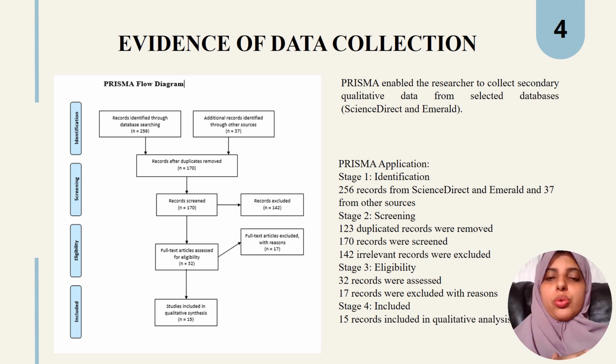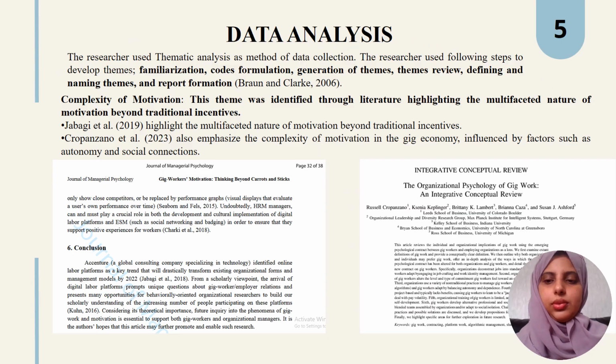Stage 2, screening. 123 duplicate records were removed. 170 records were screened. 142 irrelevant records were excluded. Stage 3, eligibility. 32 records were assessed. 17 records were excluded with reasons. Stage 4, included. 15 records were included in qualitative analysis.